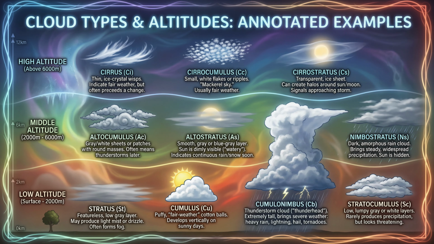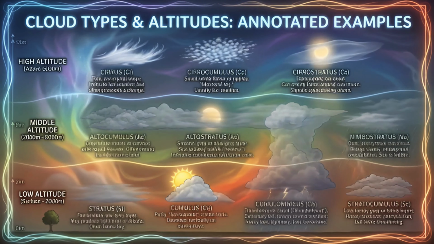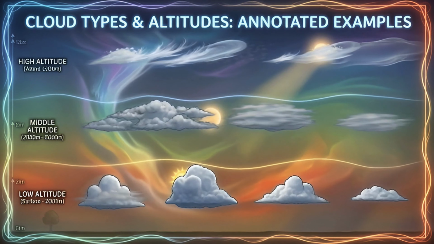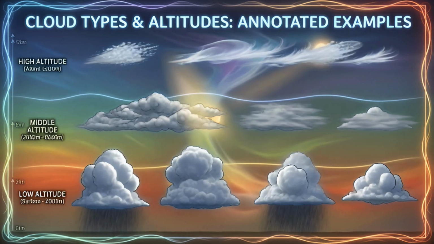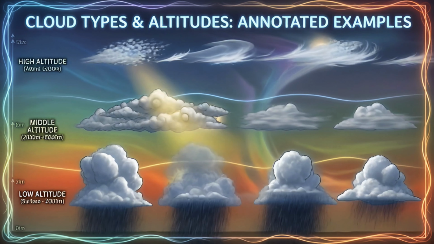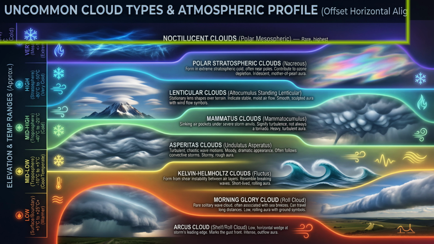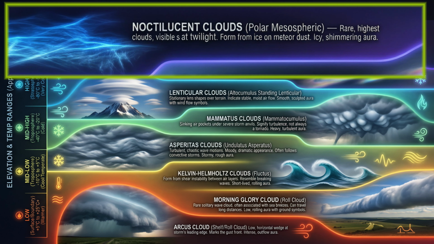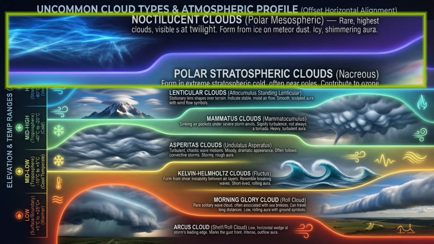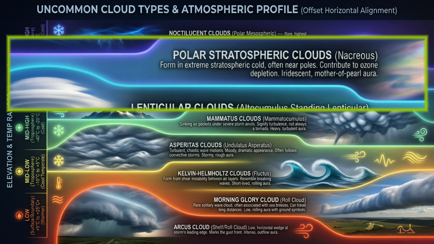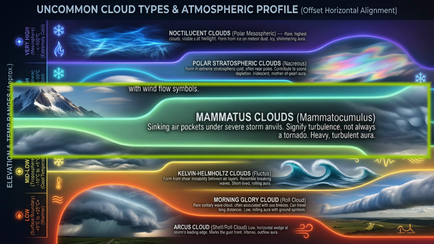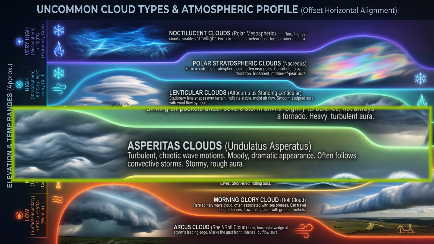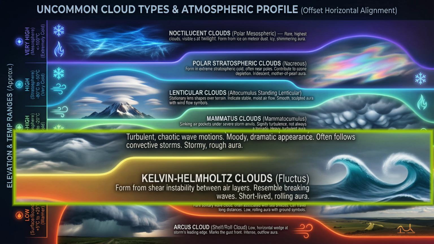A more dynamic vision of each cloud beyond their initially detailed charts. Then I added prompting for uncommon cloud types. I ended up with a comprehensive list of cloud types: noctilucent clouds, nacreous clouds, lenticular cloud, mammatus, asperitas, Kelvin-Helmholtz.